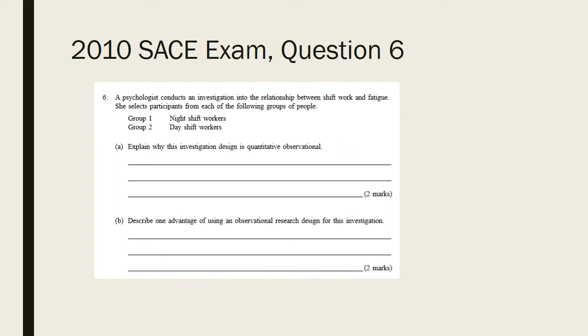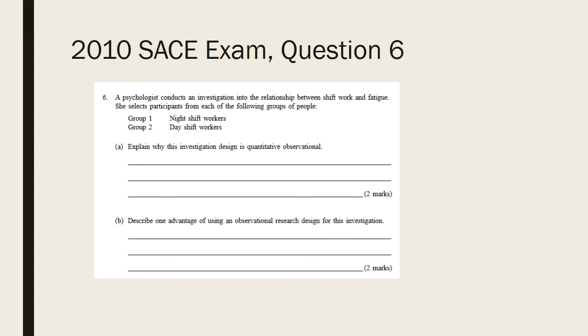If we have a look at the scenario, you can see that it's about a psychologist who's investigating the relationship between shift work and fatigue. So participants have been selected from two groups, either night shift or day shift workers. The fact that participants have been selected from pre-existing groups is a clear indicator that it's a quantitative observational design. The researcher has not deliberately manipulated the independent variable. The participants were already in one of those two groups and random allocation therefore has not been used.